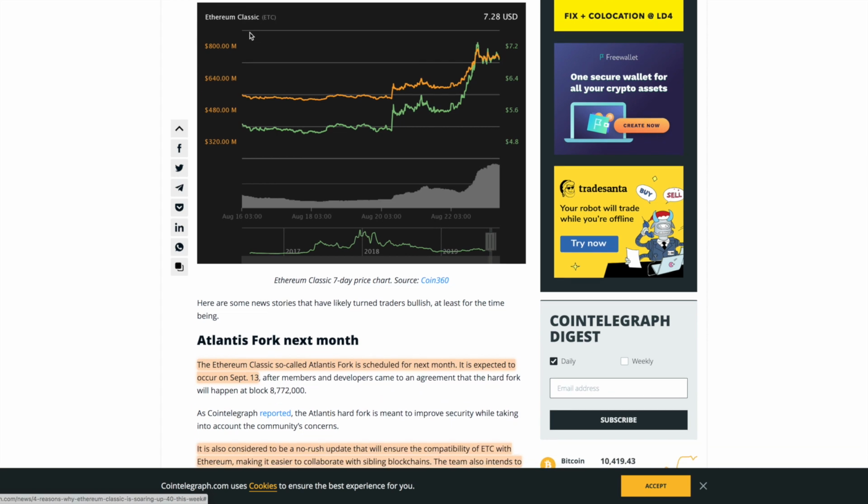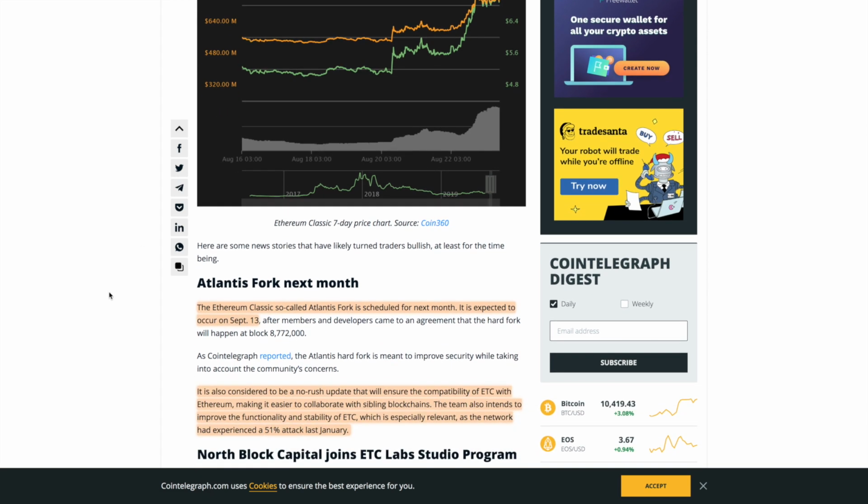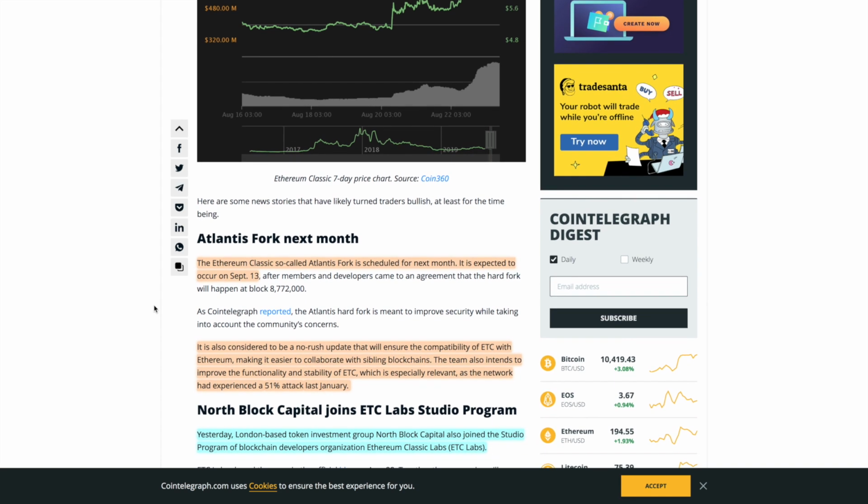So there are a few points here I just wanted to mention to you. The Atlantis fork is going to be happening next month. It's a hard fork for the Ethereum Classic blockchain. Essentially, it's considered to be a no rush update that will ensure the compatibility of Ethereum Classic with Ethereum, making it easier to collaborate with sibling blockchains.